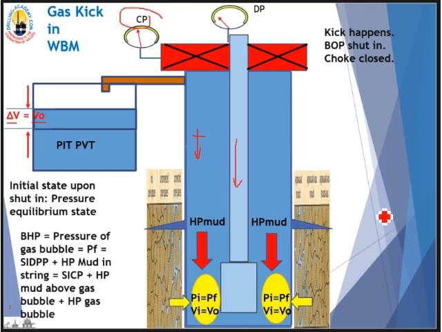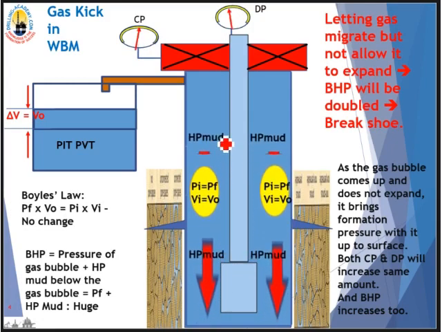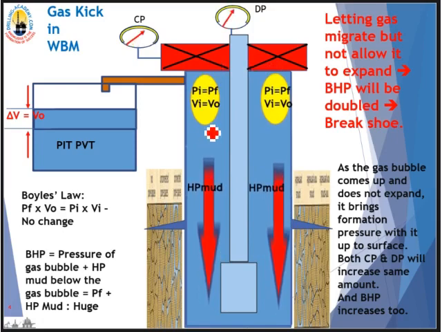Now we shut the well in, close the choke, and don't do anything. We let gas percolate up to see what happens. Gas bubbles start to percolate up and displace the mud on top down to below it. Now the volume of the bubble is unchanged, and by Boyle's law, with volume unchanged, the pressure will be unchanged. So what is the pressure inside the bubble now? It is formation pressure. So when the bubble goes up to the surface and does not expand, it will carry formation pressure with it to the surface.